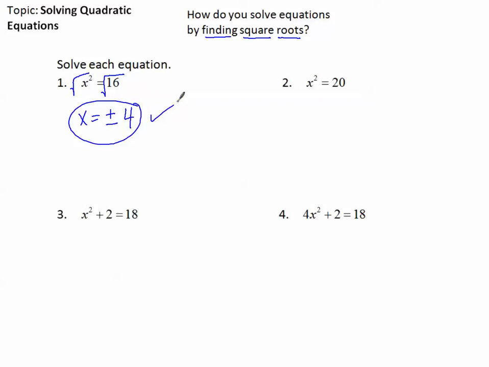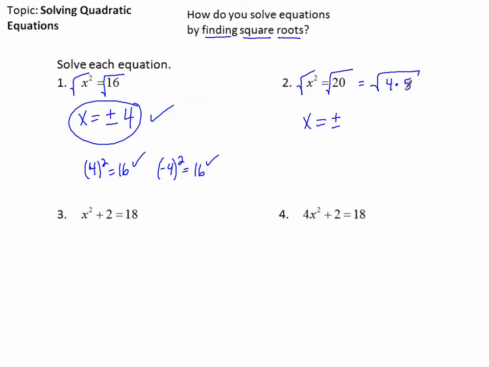Because remember, if we check it, 4 squared makes 16, check. And negative 4 squared makes 16, check. Both are true. Now, if it's not a perfect square, then we're just going to do it by simplifying the radical. 20 is the same as 4 times 5. Square root of 4 is 2, and 5 does not have a perfect square in it.